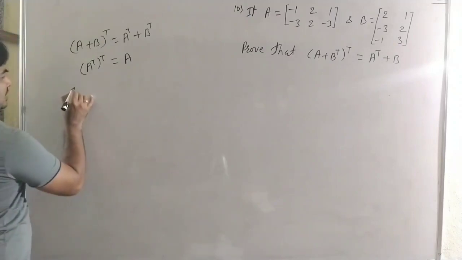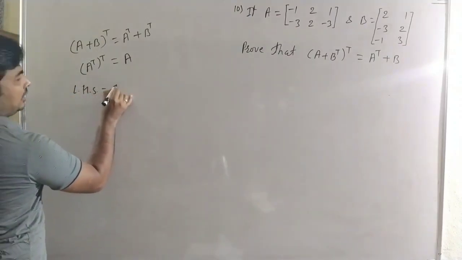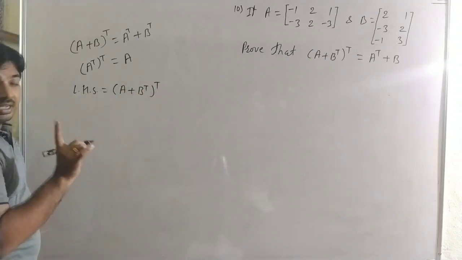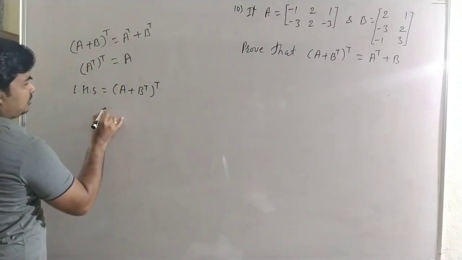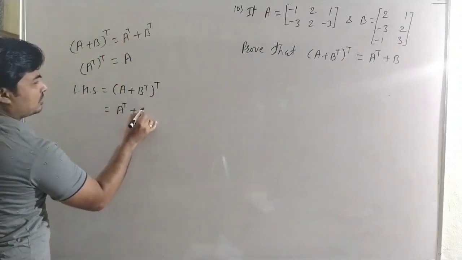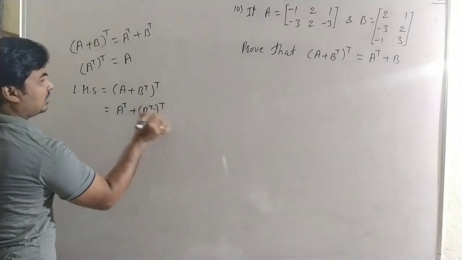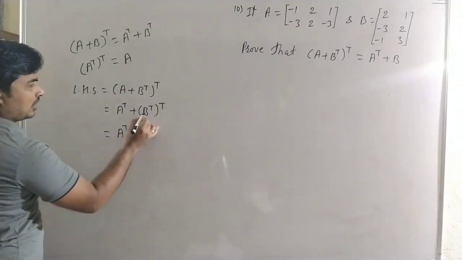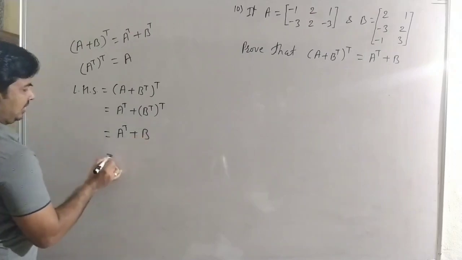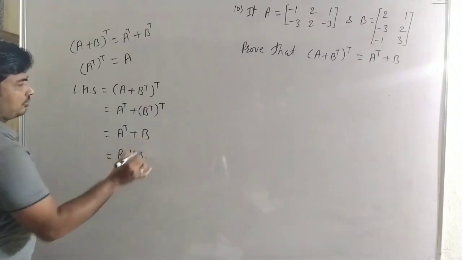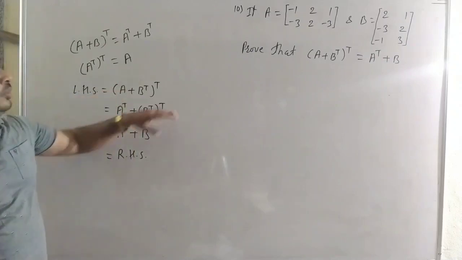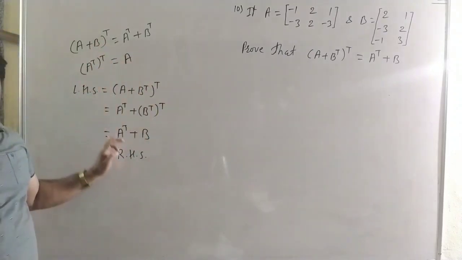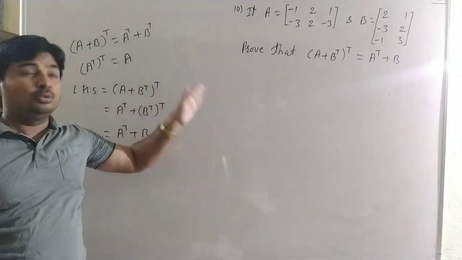Okay, here the LHS is (A plus B transpose) transpose. Using the property, we separate the transpose: (A transpose plus B transpose) transpose. Here the first matrix is A and the second matrix is B transpose, and again it is A transpose plus B transpose of transpose, which is A transpose plus B. And it is the RHS. It is a proof, without using calculation, without taking the addition or the transpose of the matrices, only by using the properties.